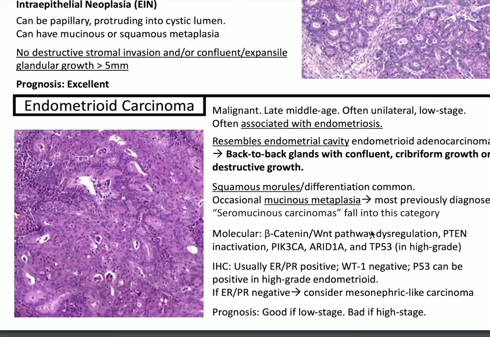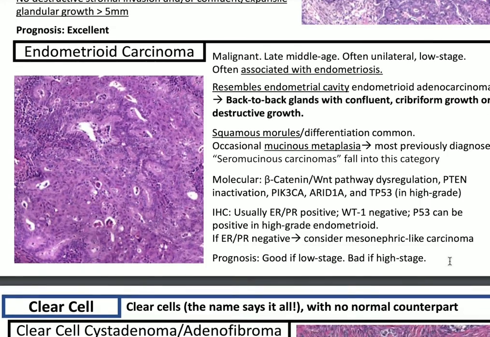And it's driven by beta-catenin WNT pathway dysregulation, PTEN inactivation, PIK3CA, ARID1A, and TP53 in high grade. On IHC, it's usually ER/PR positive, WT1 negative, and p53 can be positive in high-grade endometrioid. If ER/PR negative, then you can consider mesonephric-like carcinoma, which we will talk about later. The prognosis is good if low stage.